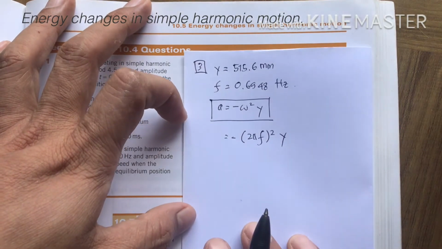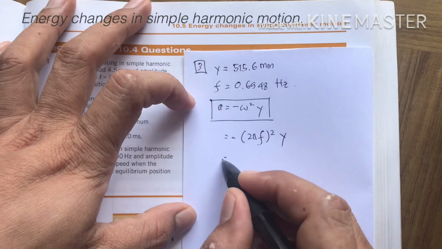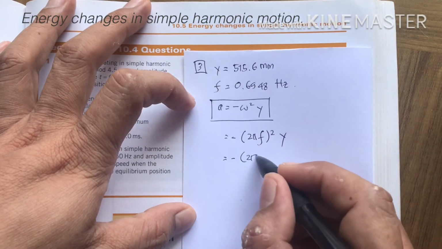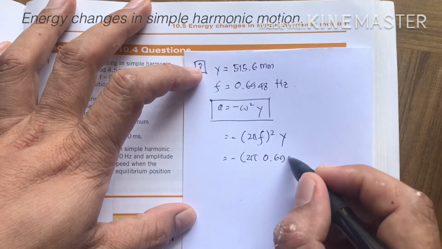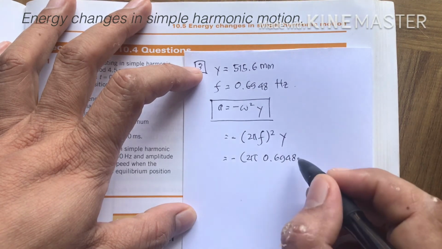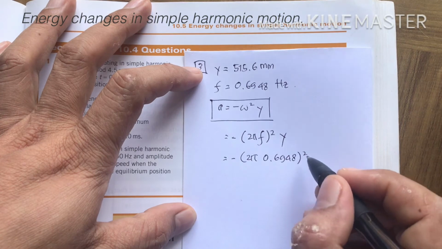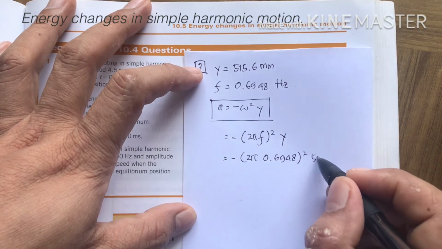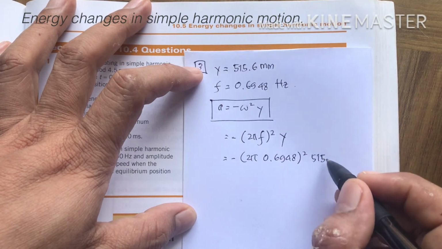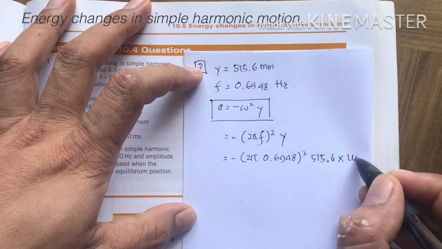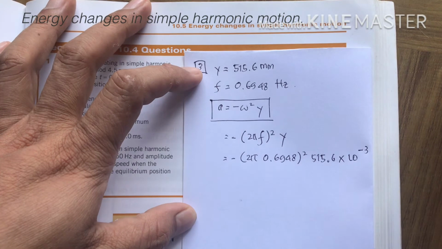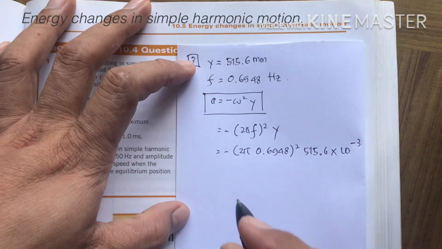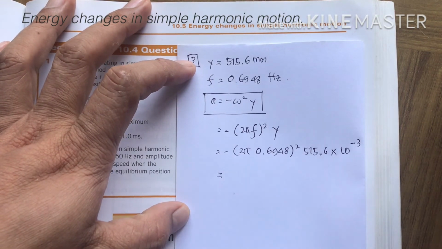The negative 2 pi frequency is 0.6948, squared, and y is 515.6, but we need to change it into meters, times 10 to the power of -3. So we calculate this number.